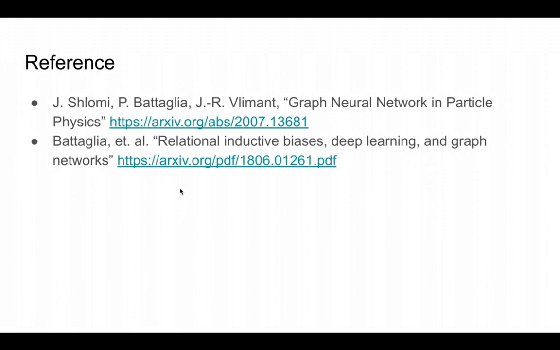Alright, this is the lecture for this week. To look for more information, please find these 2 references here. Enjoy your lab exercise.